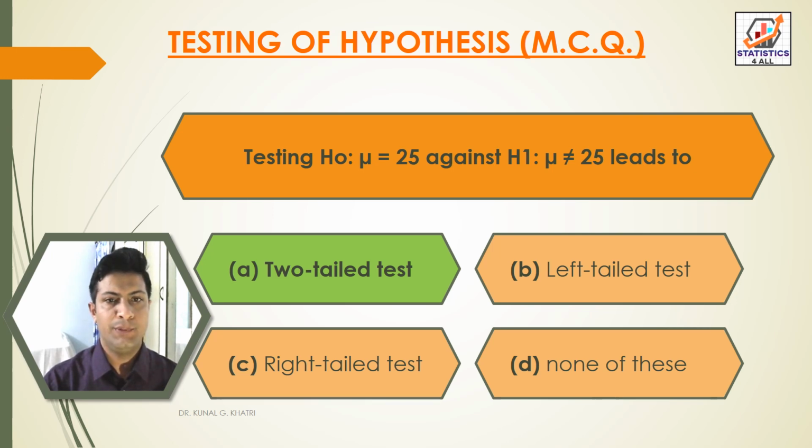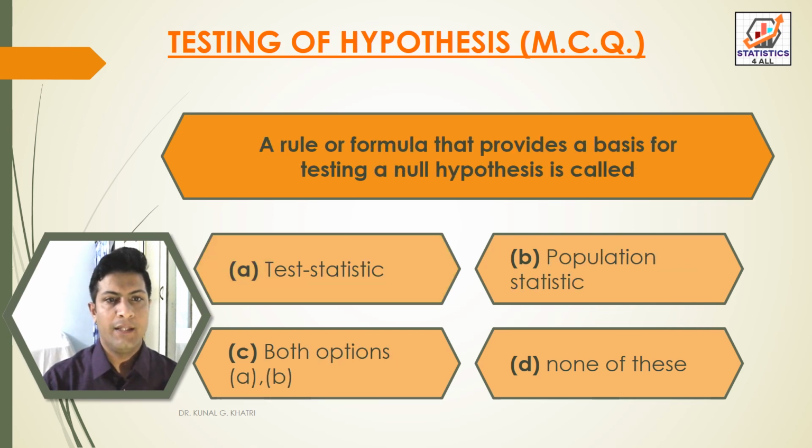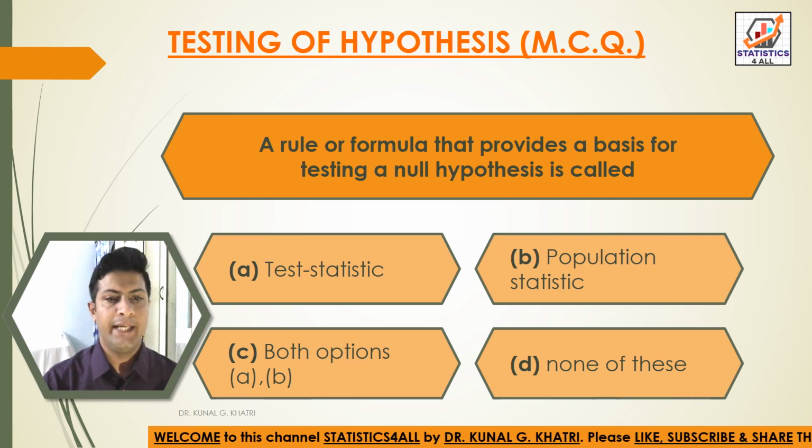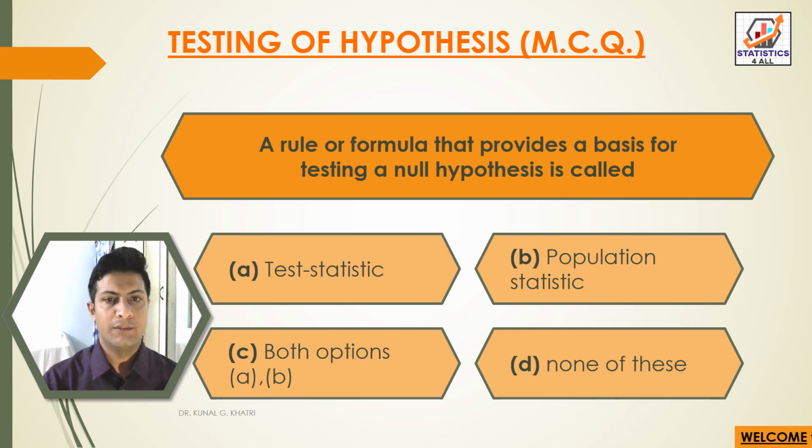Testing null hypothesis mu is equal to 25 against alternative hypothesis H1 mu is not equal to 25 leads to two-tail test. Next question. A rule or formula that provides a basis for testing a null hypothesis is called option A, test statistic, option B, population statistic, option C, both options A and B, option D, none of these. So here we have answer option A, test statistic. A rule or formula that provides a basis for testing a null hypothesis is called test statistic.